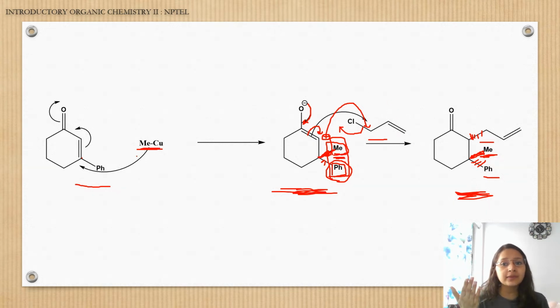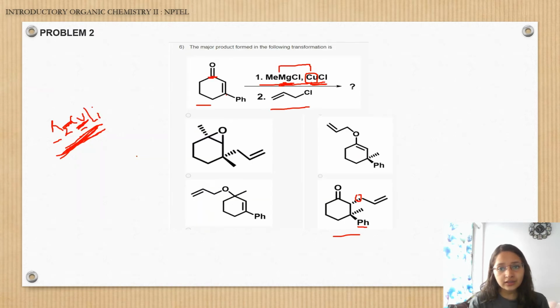Okay, if methyl is above the plane, but in the product, how they are mentioning the stereochemistry, that methyl is below the plane. If methyl is below the plane and phenyl is above the plane, the second attack will take place from the less hindered side. And which is the less hindered side? The methyl side. Okay, that is why now the stereochemistry of this particular system is cis to this methyl and not to phenyl, because of the steric hindrance. Is it clear now? Yes, ma'am. Okay.